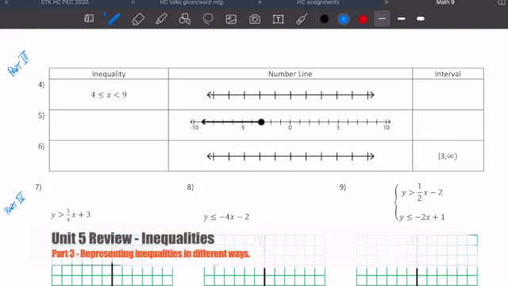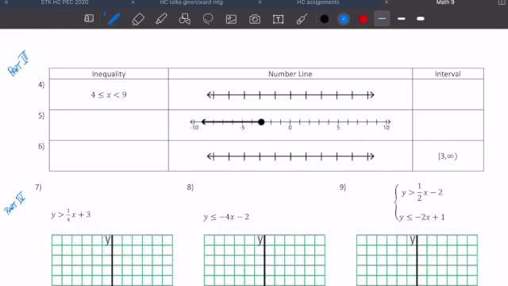Okay, this is Unit 5 Review, Inequalities, Sample Problems, Part 3. With this section, you're given one part of a puzzle, and it's your task to be able to move back and forth, going from inequality to number line and interval, or from the number line to the other two, and vice versa, as we see. So I've got 3 examples here of what we've done.